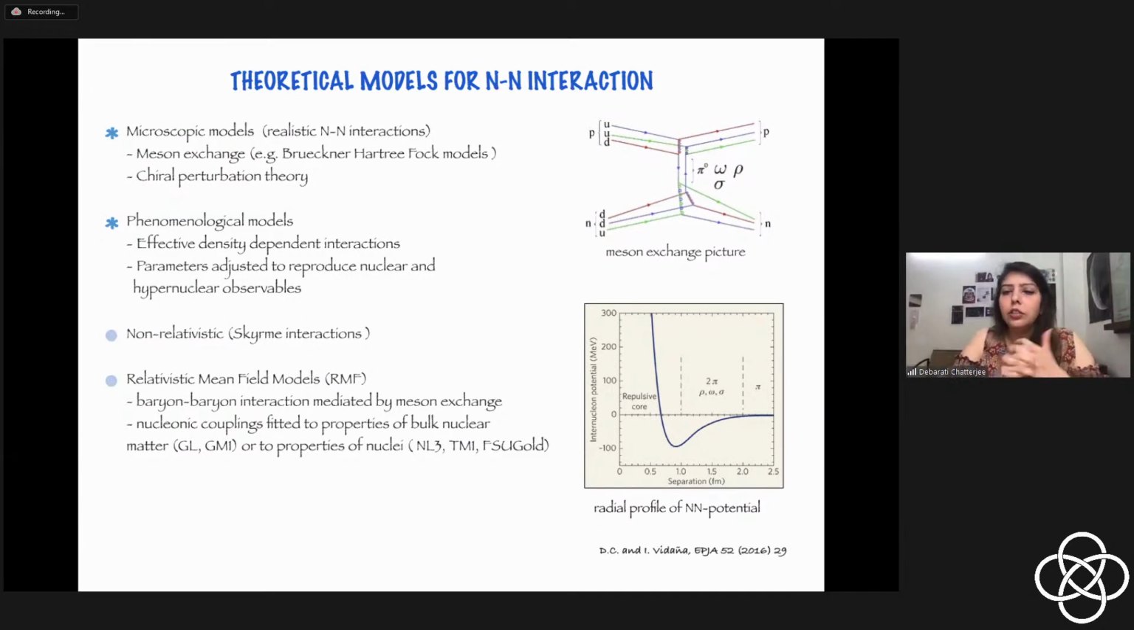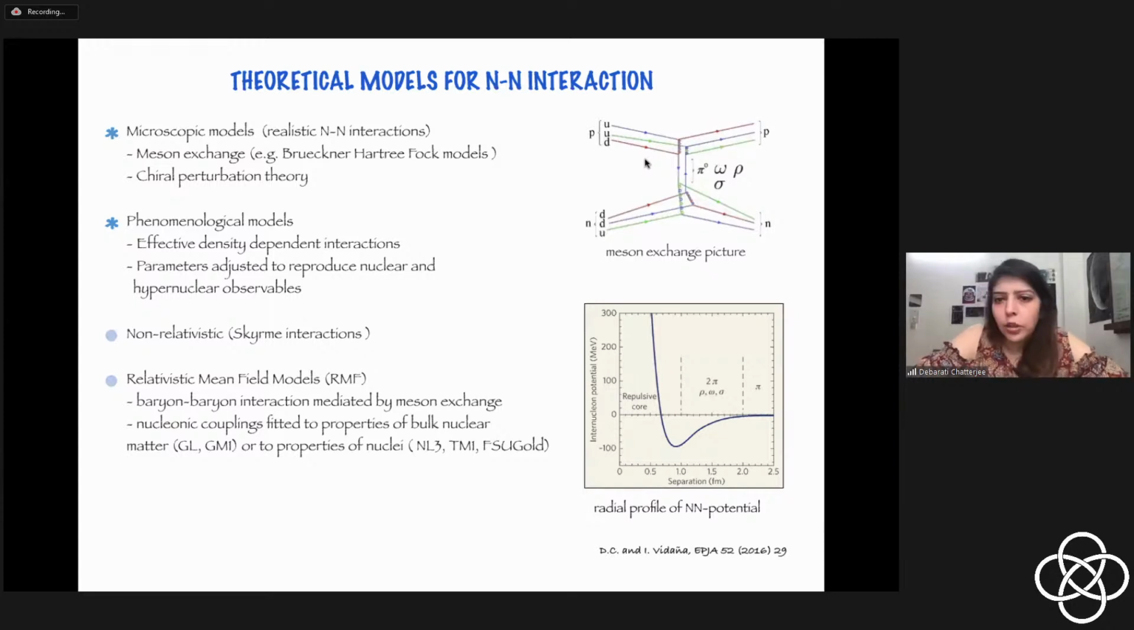When we consider only two nucleons, how do they interact? For example, you see this Feynman diagram on the right. Protons, neutrons, they are thought to interact via meson exchange. This can be one of the pictures. There are some models like Bruckner-Hartree-Fock models which do this. They take into account this nucleon-nucleon interaction and then try to see how to implement this into the equation of state.